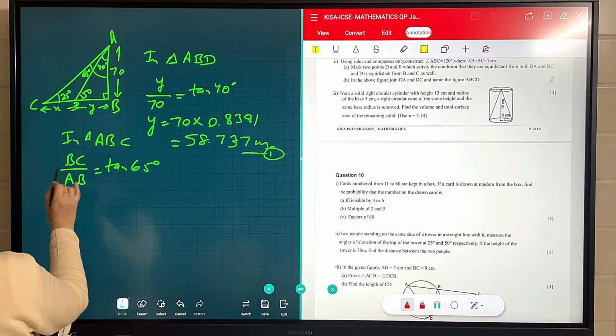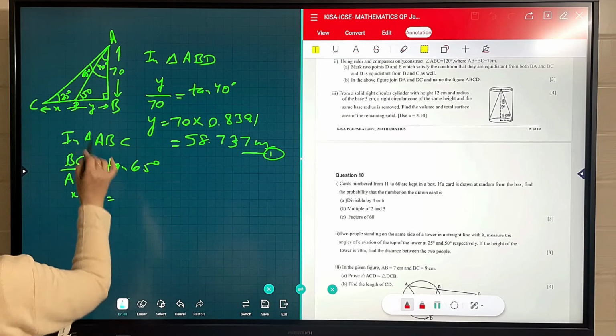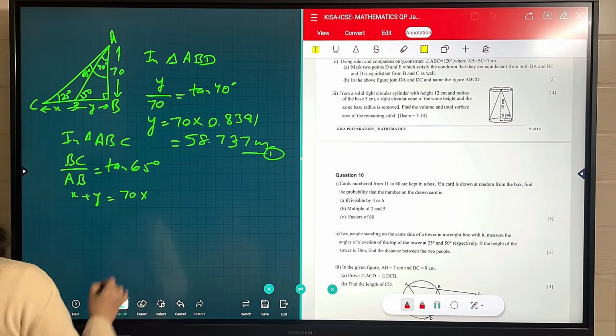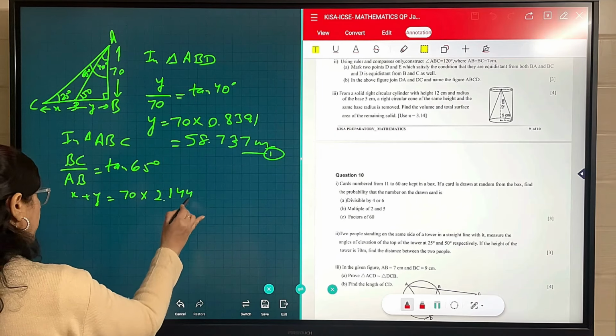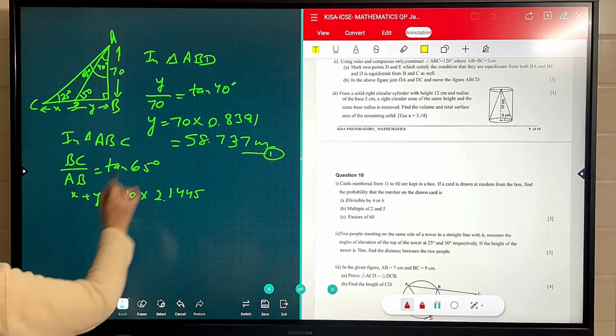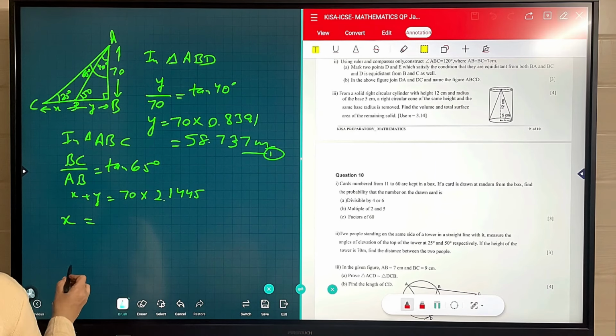So tan 65 I have to take. Now the value of BC is x plus y is equal to AB. We know this is 70 and tan 65 we have to take from the table. Its value is 2.1445. So now the value of y we know, so from there the final answer for x we can calculate.